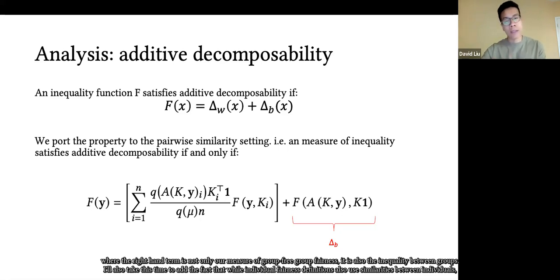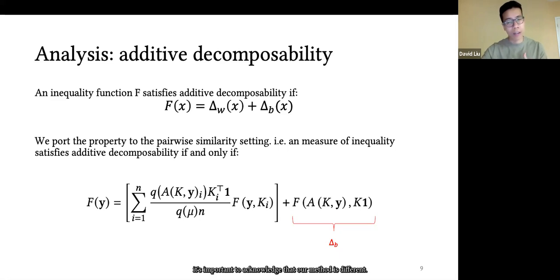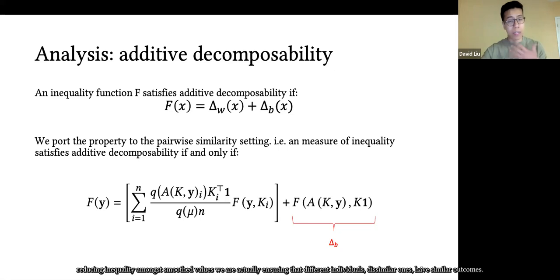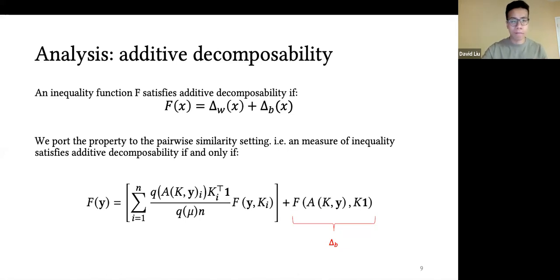I'll also take this time to add the fact that while individual fairness definitions also use similarities between individuals, it's important to acknowledge that our method is different. In fact, by reducing inequality among smooth values, we're actually ensuring that different individuals, or dissimilar ones, have similar outcomes.